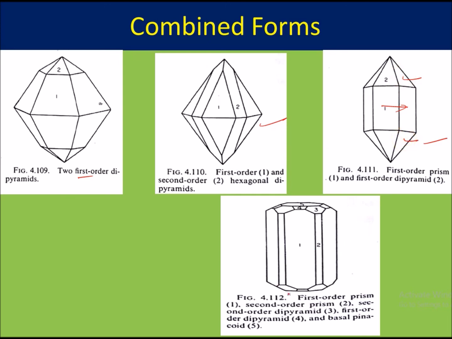Also the first order prism, second order dipyramid, first order dipyramid and basal pinacoid. So you can see that a number of forms can exist in the combined form as well. Okay, so here you can see 1 2 3 4 and 5. So this is the combination of 5 types of forms. Okay, so this is about the various forms in the normal class of hexagonal crystal system.